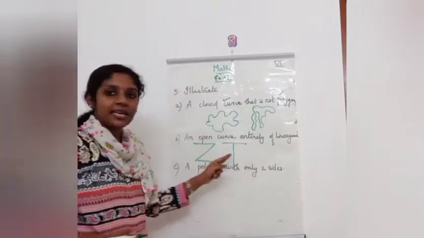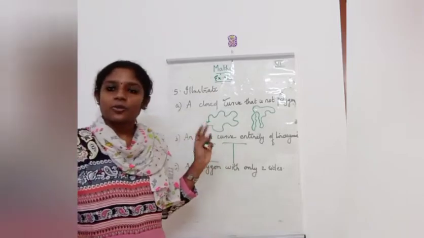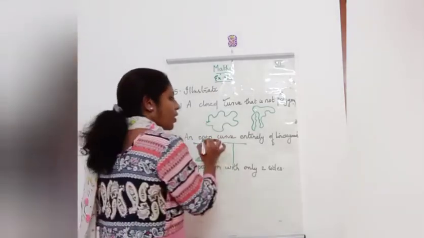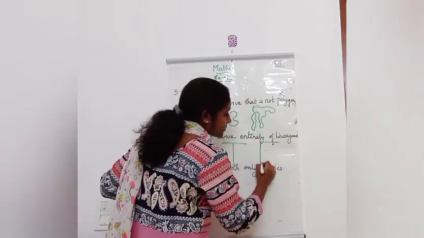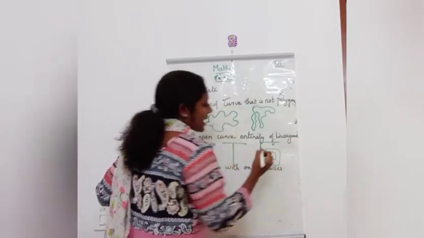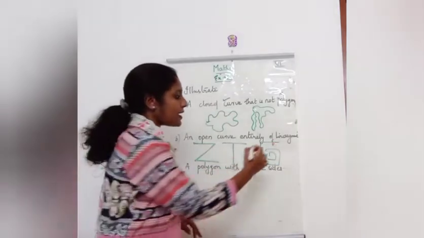End points do not meet, only line segments. This is also an example of an open curve entirely of line segment. Then you can draw like this. This is also an open curve.